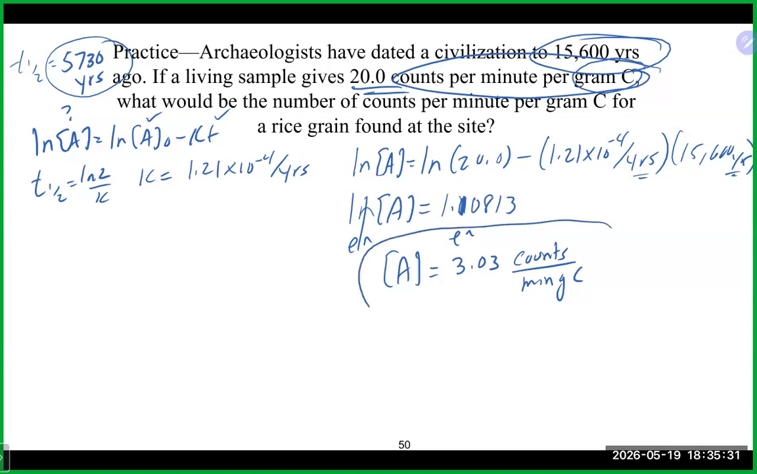And again, this is our older piece of rice. It has been around a while, it has decayed a while, so it is not giving off as much radioactivity as our initial. What's your question?